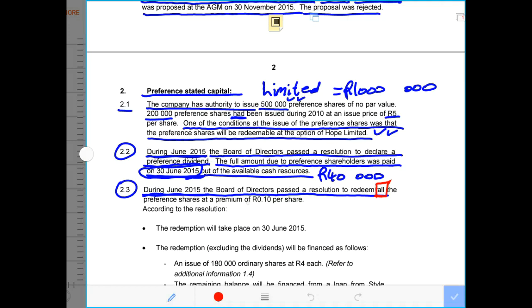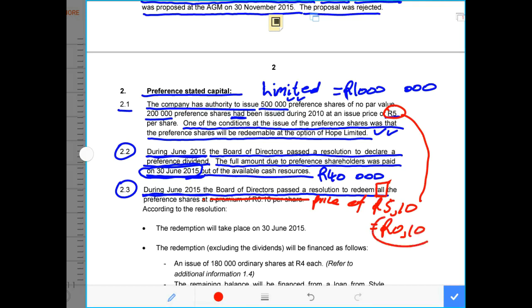That means if they could have said at a price of 5 rand 10 cents, so now they could have given you 5 rand 10 cents. And if you were given the price of 5 rand 10 cents, then you'll have to say the issue price of 5 rand less the redemption price. Then that will give us the premium of 10 cents. Then you multiply that 10 cents by the number of shares that are being redeemed. Then you get 20,000 as the premium on the redemption of preference shares.